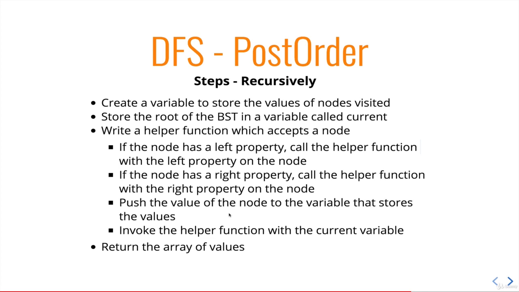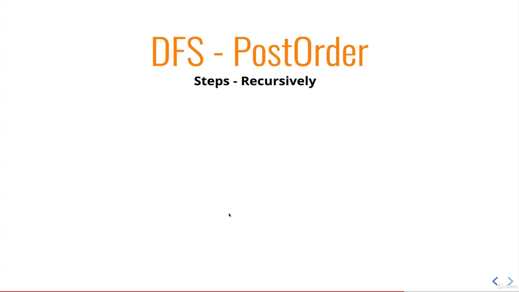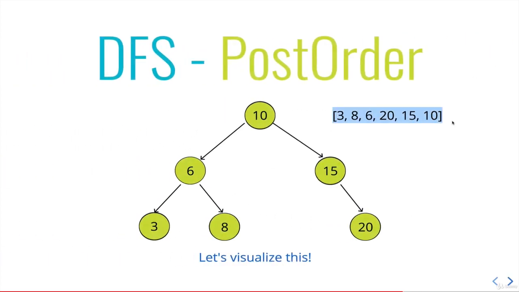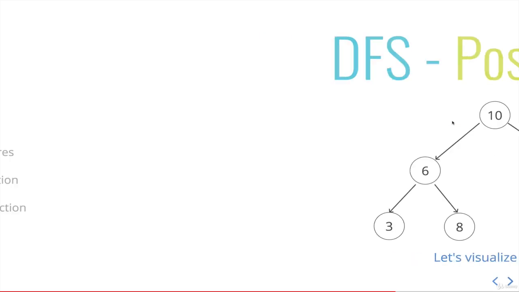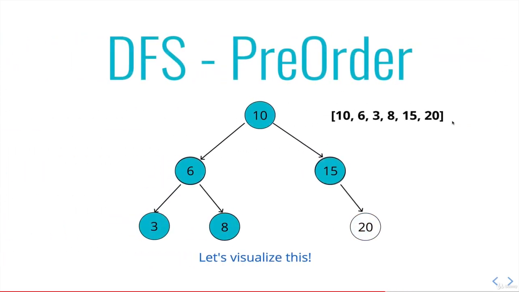Just alter the code if you'd like. It's good practice to write it from scratch, but if you're short for time or you're bored, then just copy and paste the line, change the order, and make sure that you get the expected output. So if you use the exact same tree, this is the output you should get for post order compared to this order here for pre-order. So give it a shot and see if you can get it to work.